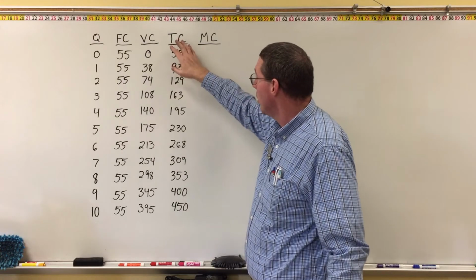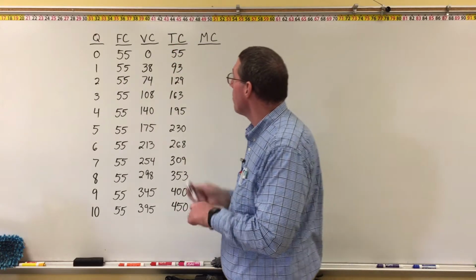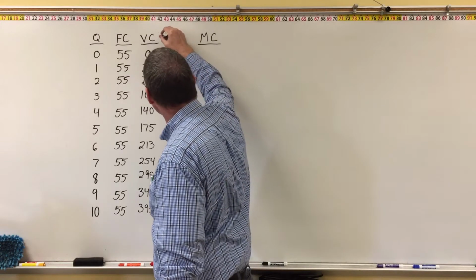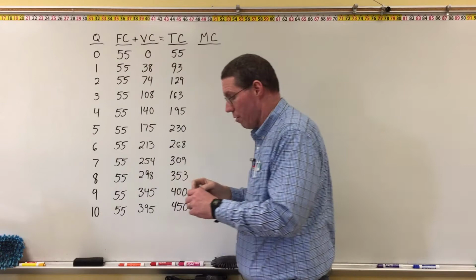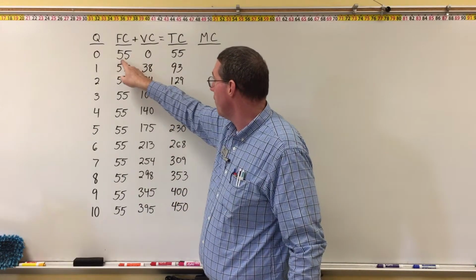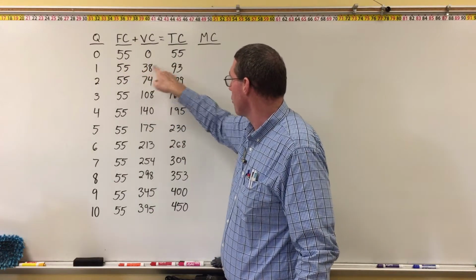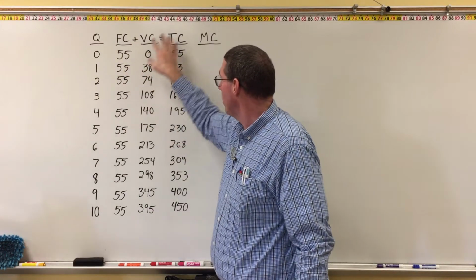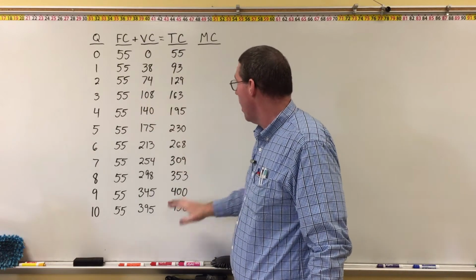Then over here, I don't know if you remember how to calculate total cost, hopefully you do, but remember that total cost is equal to fixed cost plus variable cost. And therefore, what I've done here is add 55 plus 0 is 55. 55 plus 38 is 93. So all I did for this entire column is add the fixed cost and variable cost.